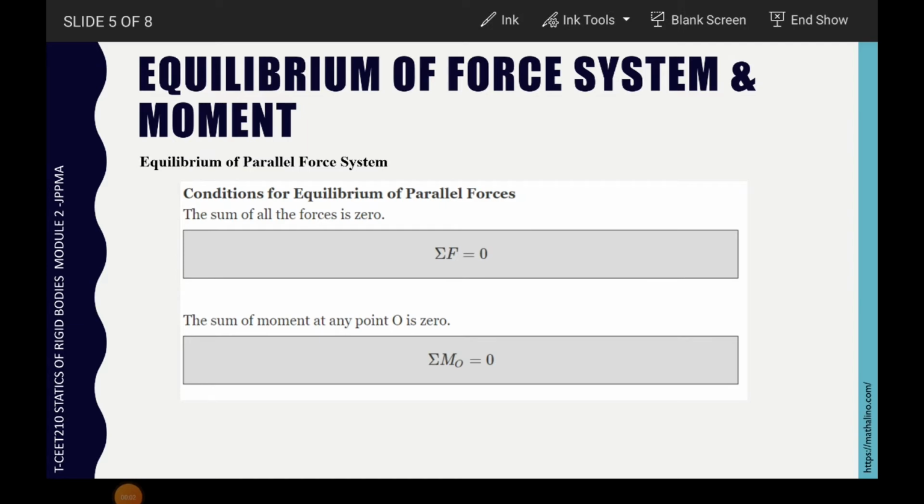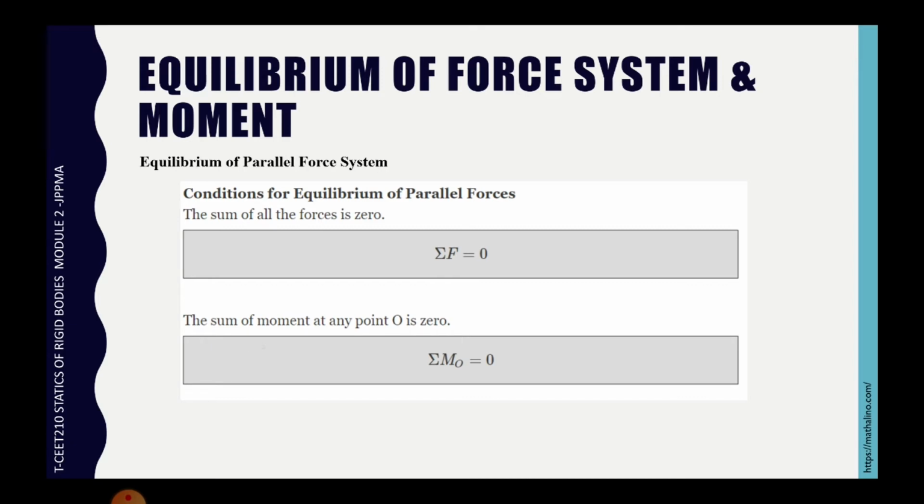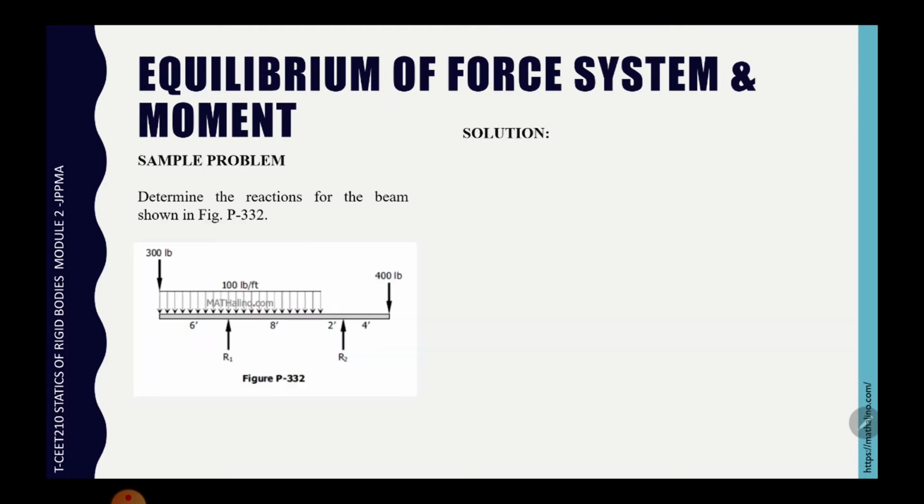Equilibrium of parallel force system. So, the sum of all forces is equal to 0 and the sum of moment at any point is equal to 0. So, this is our equation. And for the next slide, we will talk about the first problem solving: determine the reactions for the beam shown in figure. So, this sample problem is composed of different loads. So, meron tayo dito 300, 400, and 100 lb per feet.